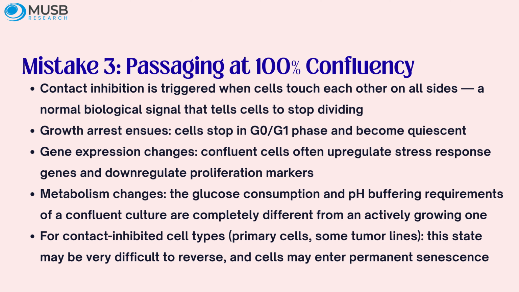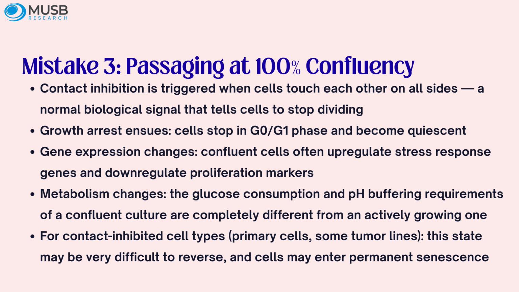Contact inhibition is triggered when cells touch each other on all sides, a normal biological signal that tells cells to stop dividing. Growth arrest ensues. Cells stop in G0/G1 phase and become quiescent. Gene expression changes. Confluent cells often upregulate stress response genes and down-regulate proliferation markers. Metabolism changes. The glucose consumption and pH buffering requirements of a confluent culture are completely different from an actively growing one. For contact-inhibited cell types, primary cells, some tumor lines, this state may be very difficult to reverse, and cells may enter permanent senescence.